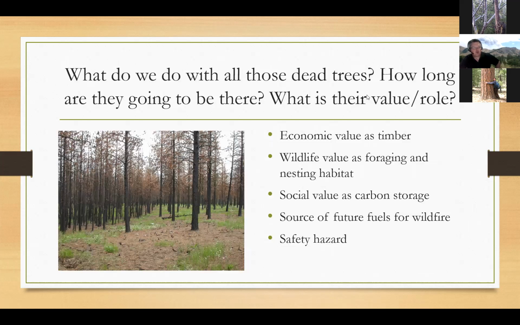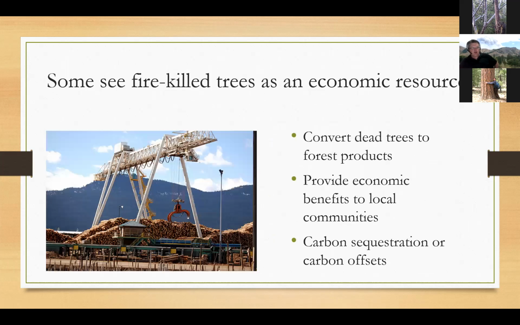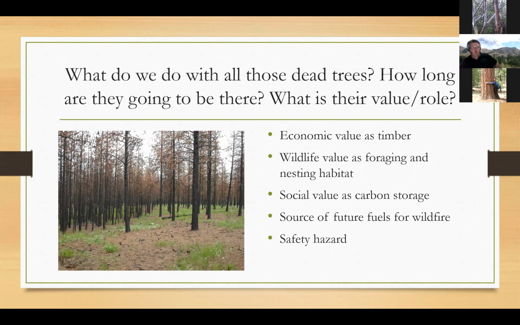And really the question we're trying to answer was, well, when we get these mega fires with lots of dead trees, not talking so much about small patches of dead trees, and particularly uncharacteristically severe fires, what do we do with them all? How long are they going to be there? What's going to happen to them over time, and what's their value and role?